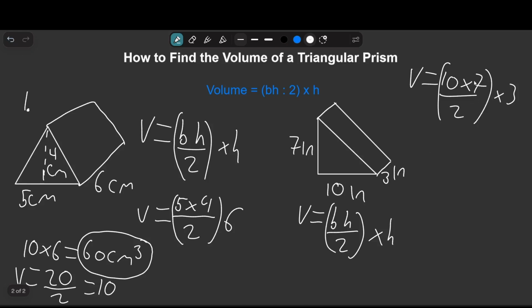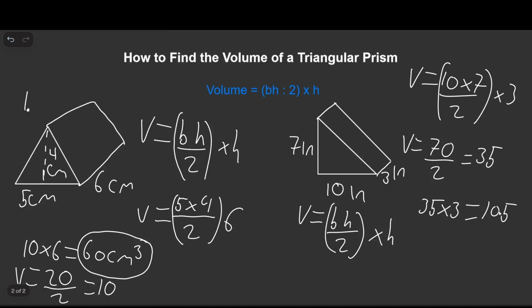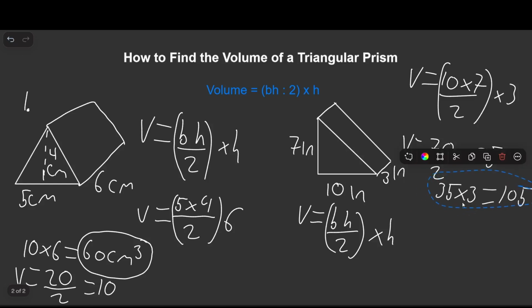So now let's calculate this together. So first we do 10 times 7, which is 70. Now we divide 70 by 2 and we get 35. After that, we have to multiply the 35 by 3, which is 105. So if you can't solve this using your mental math, you can just do it by writing it up or using a calculator, but we're going to write it together.